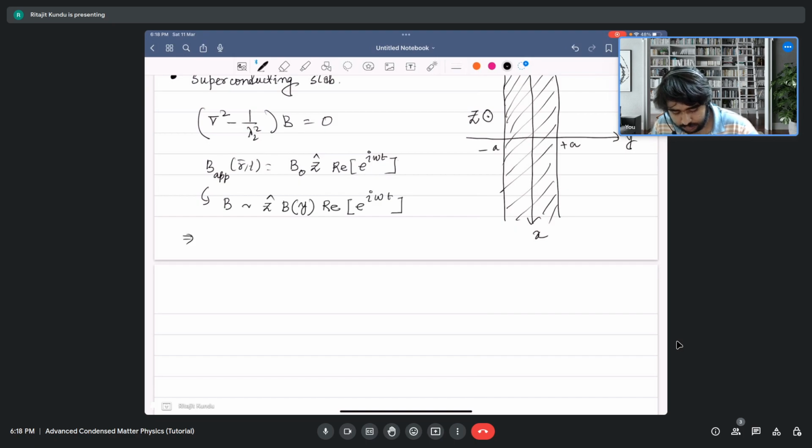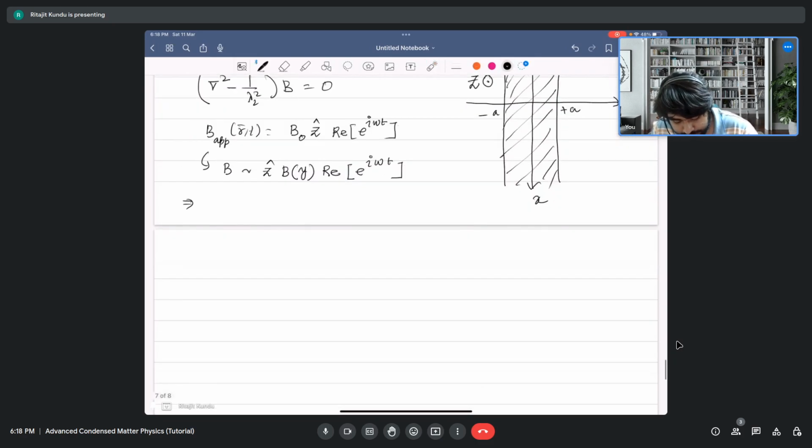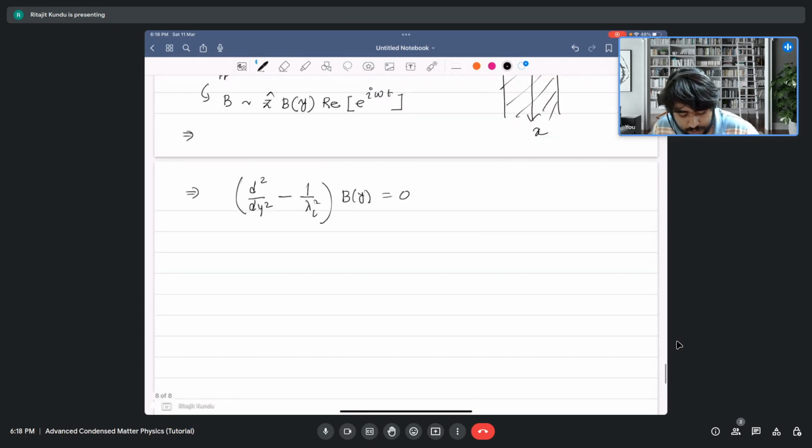So we'll plug this ansatz into London's equation, and we'll get d2/dy2 minus 1 by lambda L square acting on B of y. Now you know that this kind of equation has solutions which look like e to the power x by lambda, and a combination of e to the power minus x by lambda.